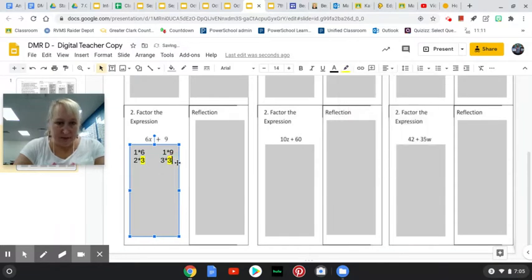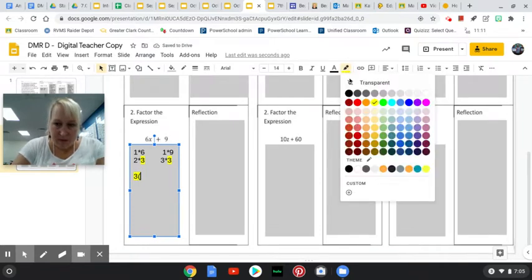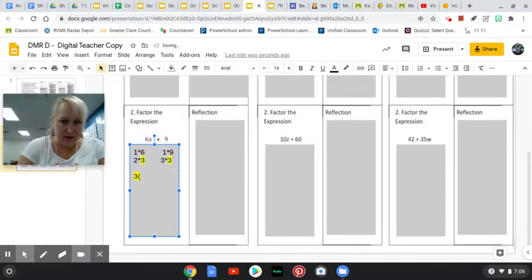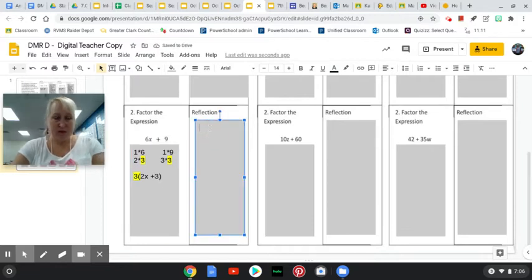So that means I'm going to pull out the 3, and I will leave what's left. So that's 3. What's left? 3 times 2 makes the 6. So 2x. 3 times 3 leaves the 3. So there's that answer. Reflection.